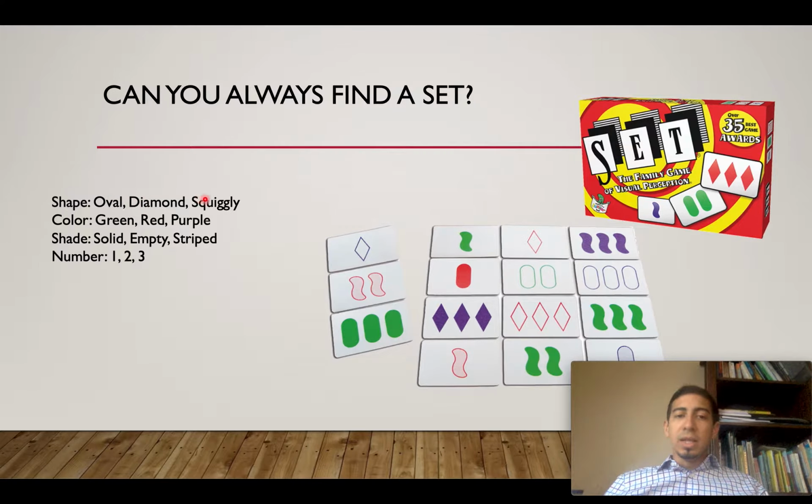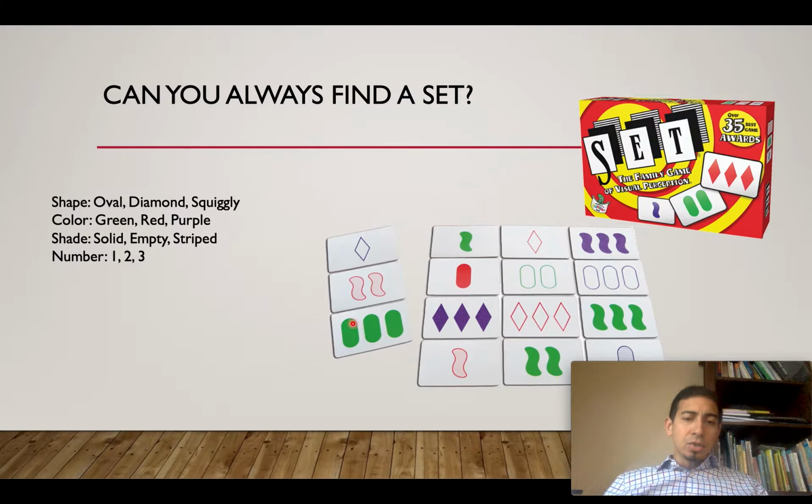So 1 oval, 1 diamond, 1 squiggly. And the same has to be true for the color, for the shading, and for the number. So they have to have the same color or all different colors, all the same shading or all different shading, all the same number, or all different numbers. I'm going to show you some examples in a moment, but here is a collection of 3 cards that forms a set, because if you look at the number of objects, the bottom card has 1, the other one has 2, the third one has 3, so they're all different.